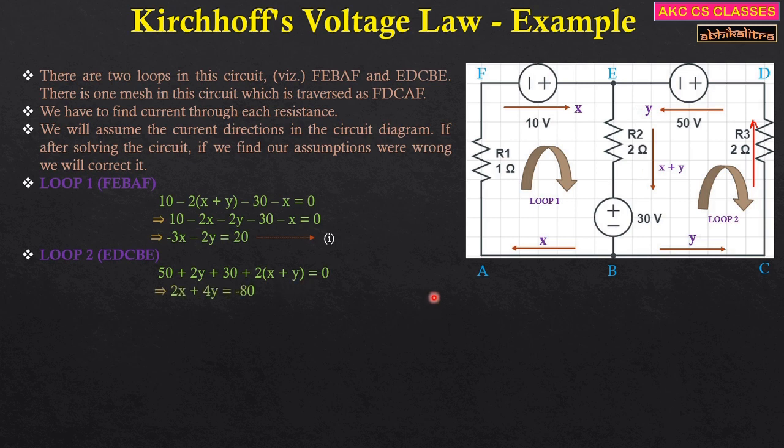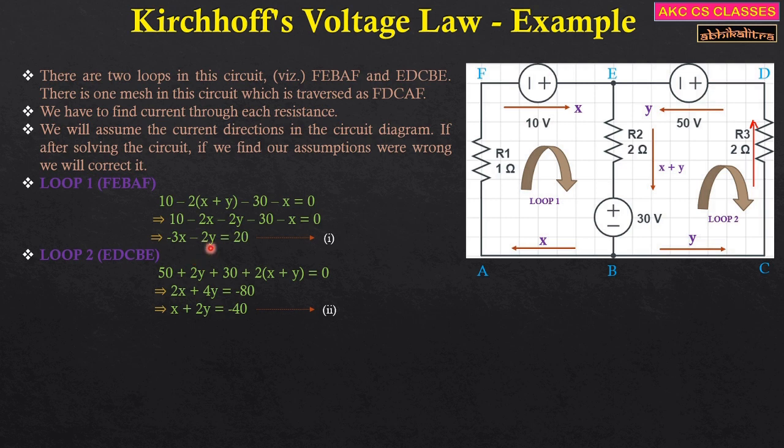So now we try to solve. It's basically 2x and 2y, and 2y will give you 4y, and 50 plus 30 is 80. If I take 80 to the right-hand side, it will be minus 80. If I divide by 2 on both sides, then this will be x plus 2y equal to minus 40. Now from these two equations, we have to solve for x and y.